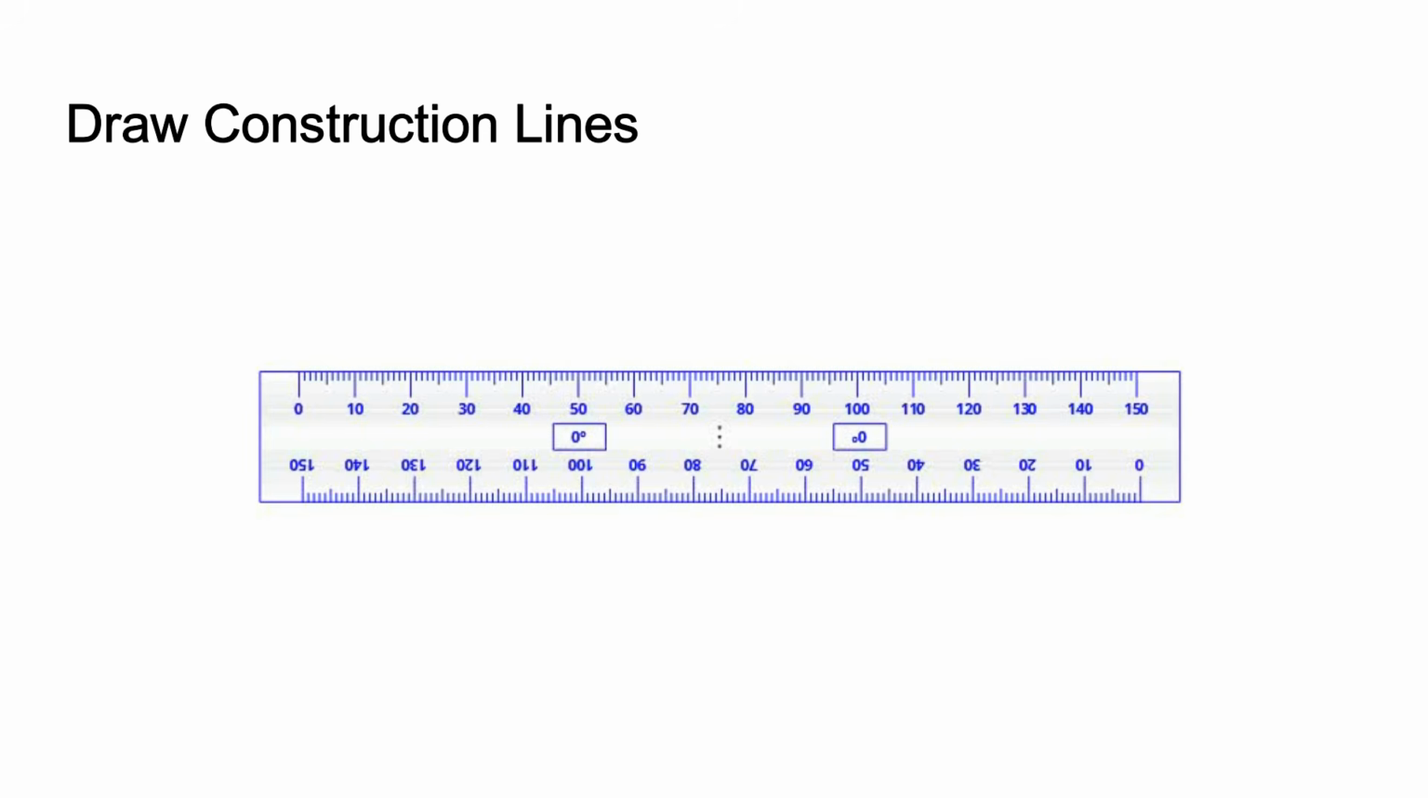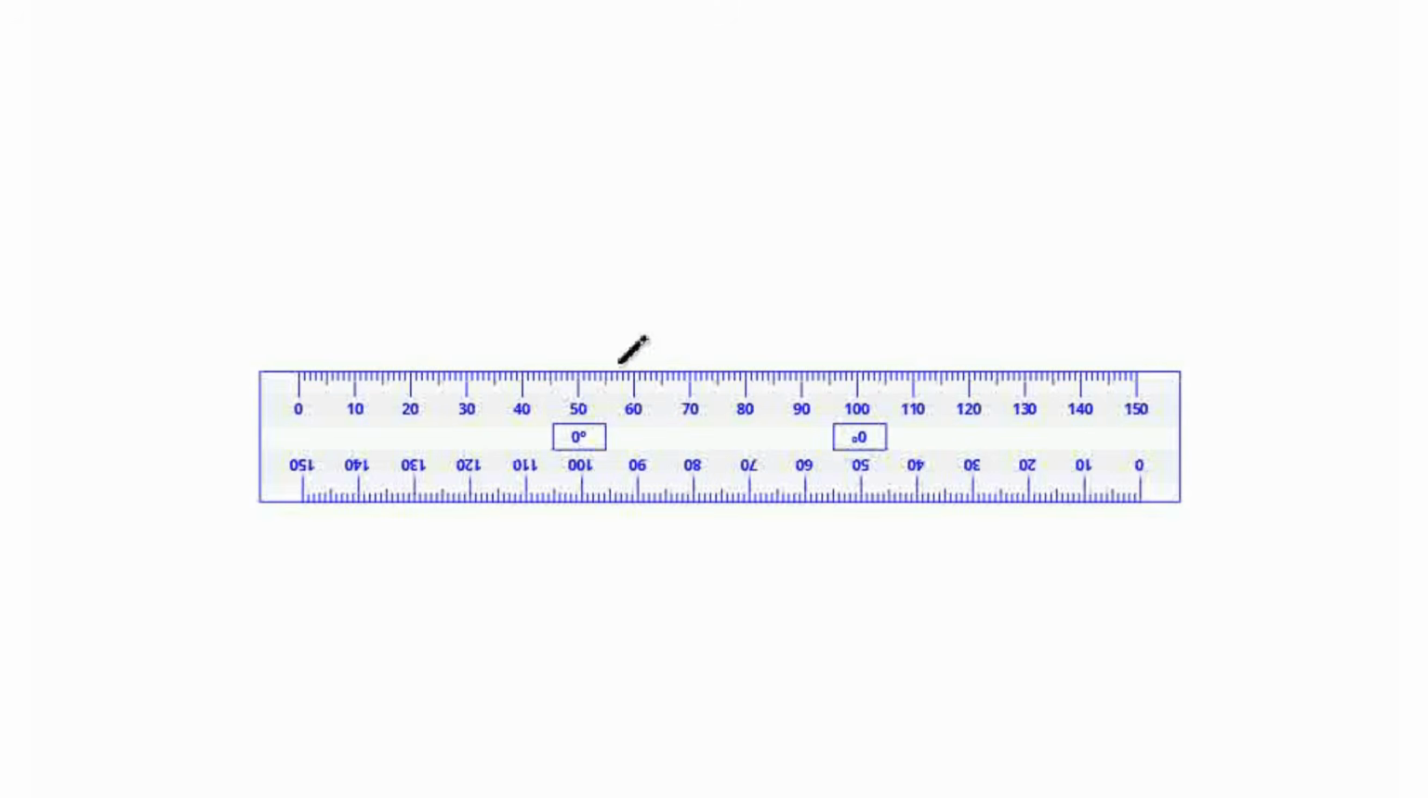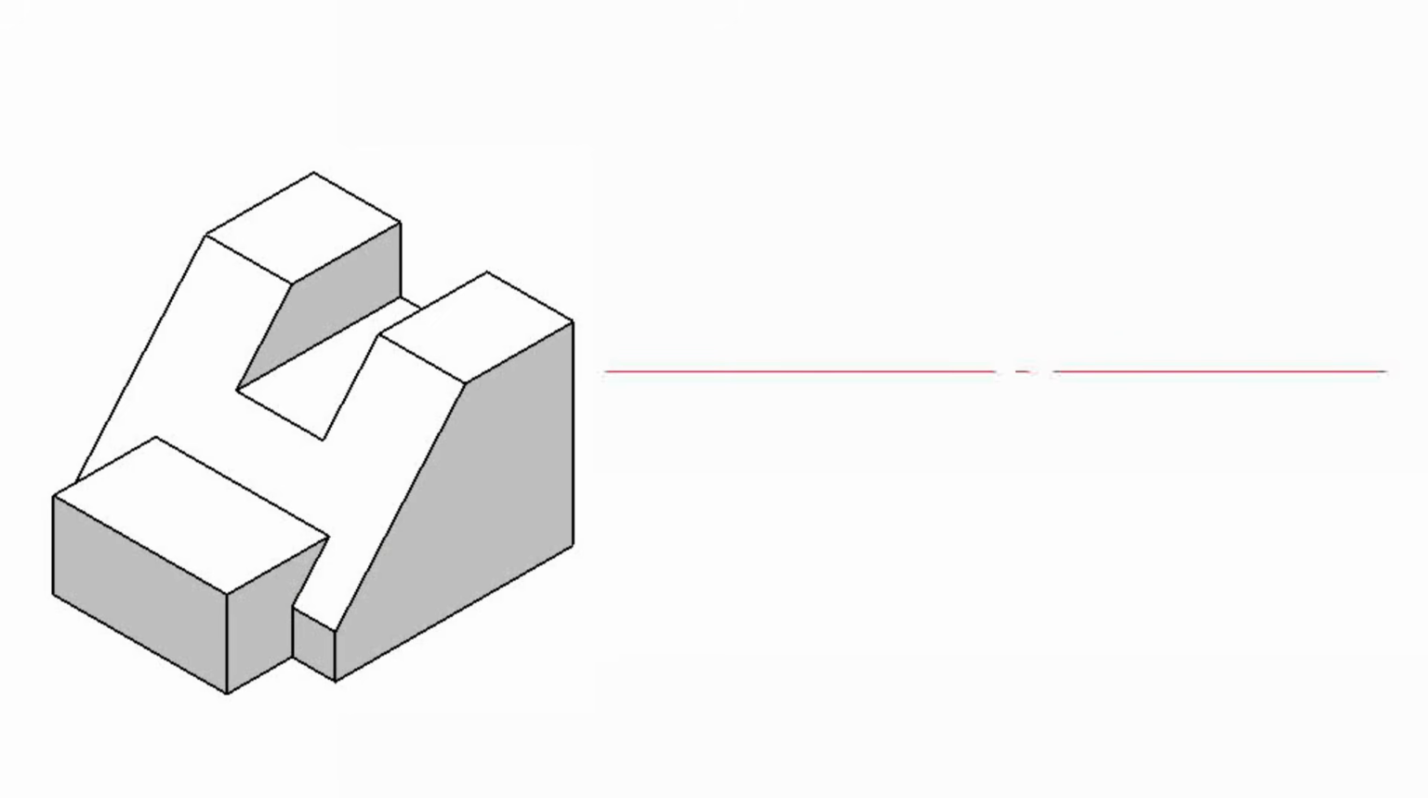Step 1. Draw construction lines. First, draw a horizontal line across your sheet. This horizontal line serves two purposes. In the negative direction, to the left, it represents the x-axis, guiding the width of both the front view and the top view.